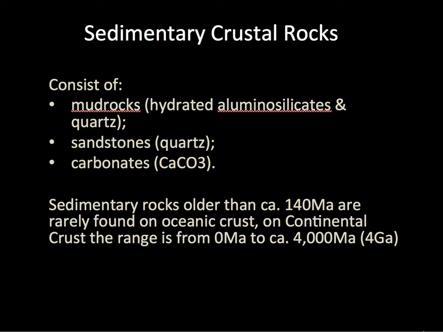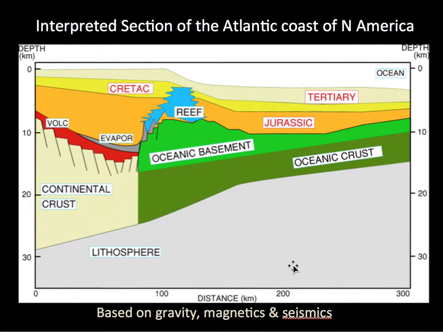Now, I am going to go down one and just look at this section here. I don't expect you to understand this. This is an interpreted seismic section of the Atlantic coast of North America. So this is North America. This is distance horizontally from the land to the ocean, and this is kilometers depth, and it's a cross section. And this has been interpreted from seismic waves.